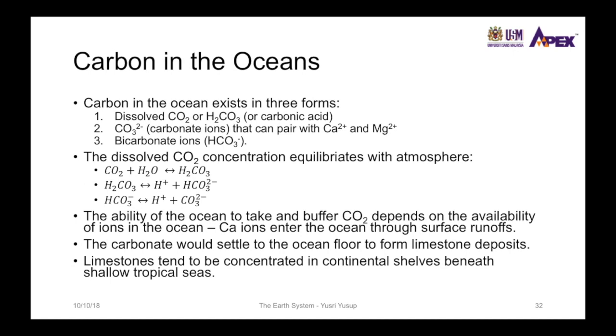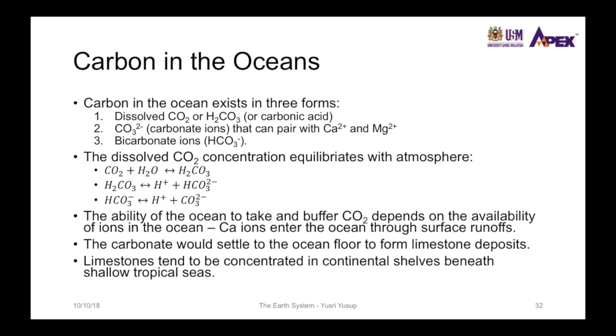Now, carbon in the oceans exists in three main forms. There's the dissolved carbon dioxide, or H2CO3, carbonic acid. Then there are the carbonate ions, which can pair with metal ions, calcium and magnesium. And there are the bicarbonate ions, or the HCO3- ion.